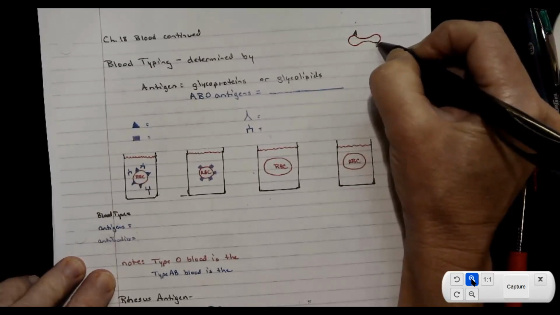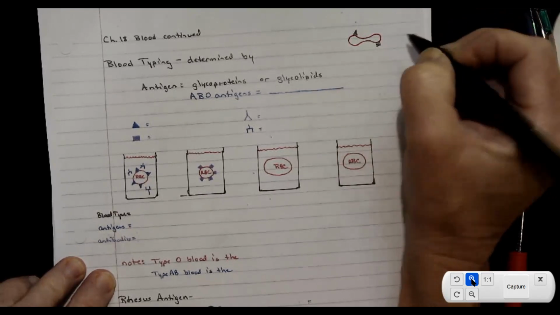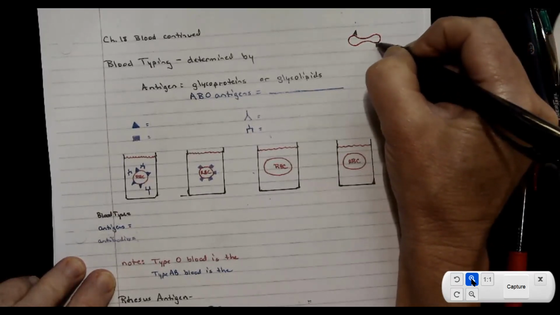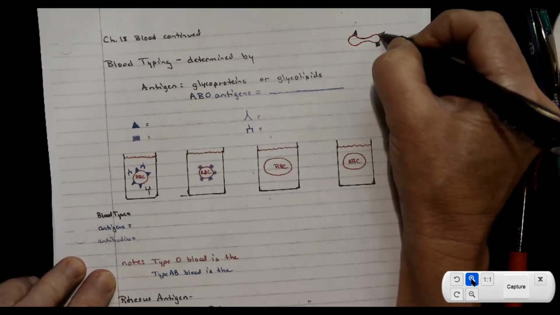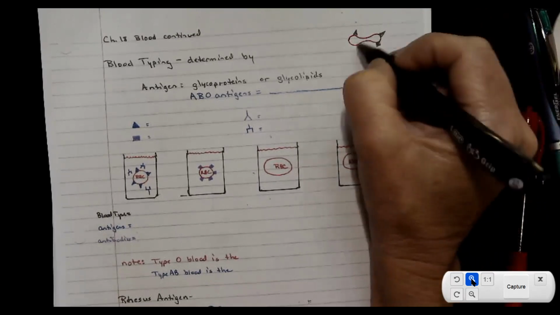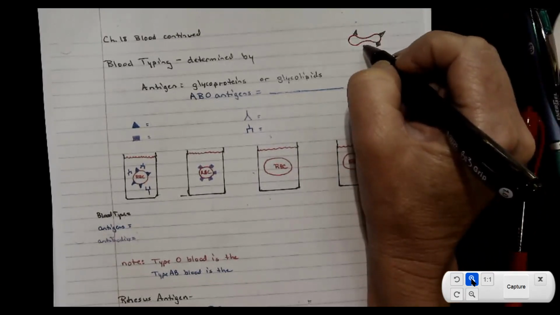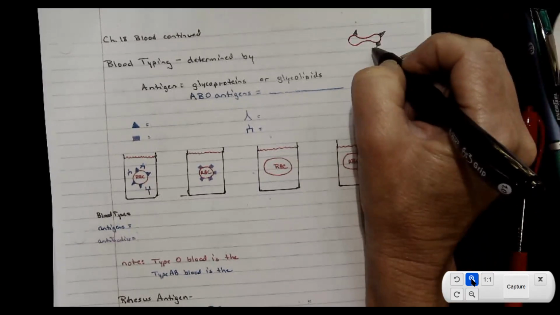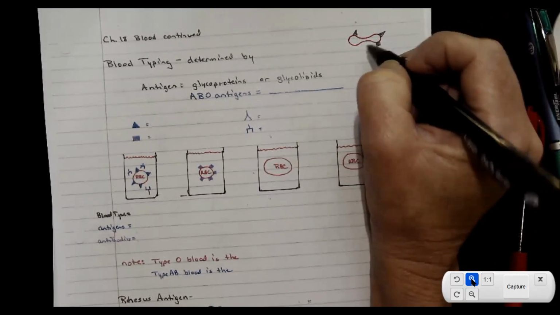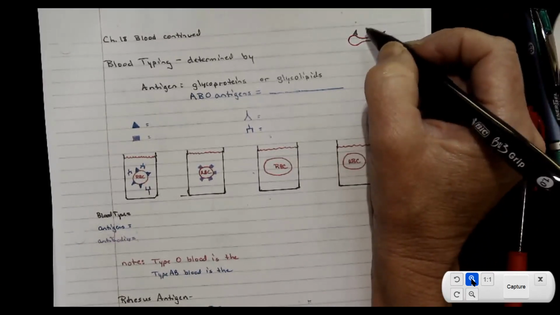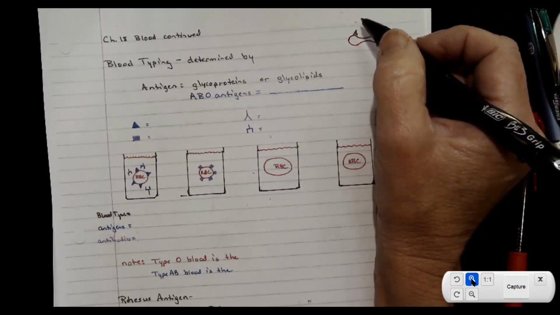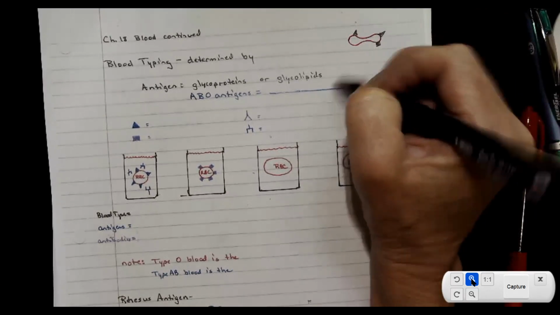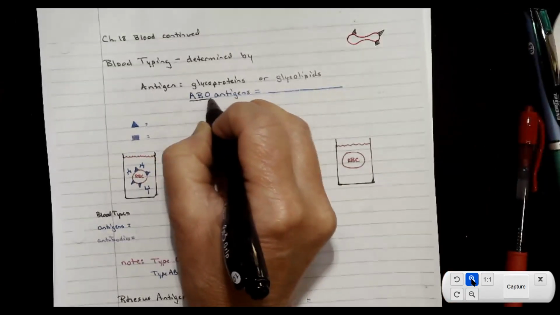Some may be like a block. Now, this is not going to make sense right off the bat, but just stay with me. All right. So, depending on what type of antigen you have on your red blood cell determines your blood type. Okay. And there's lots of blood types. There's A, B, C, D, E, F, G, but ABO happens to be the one you're familiar with and is the most crucial in determining blood type.